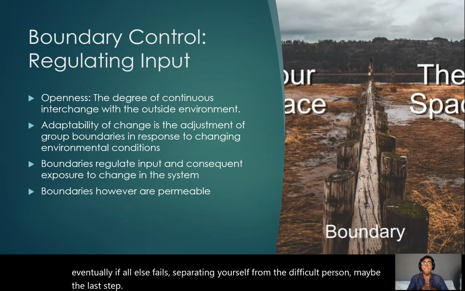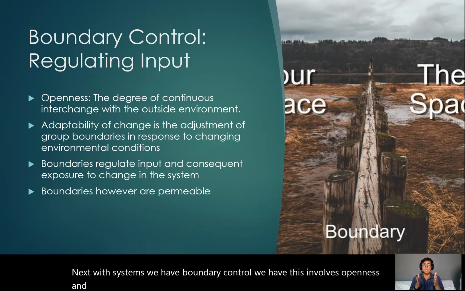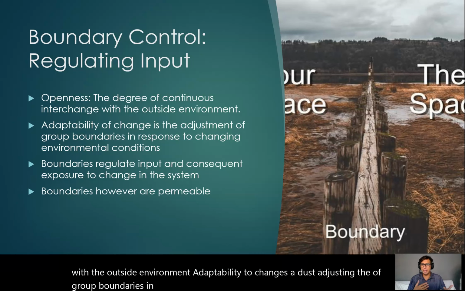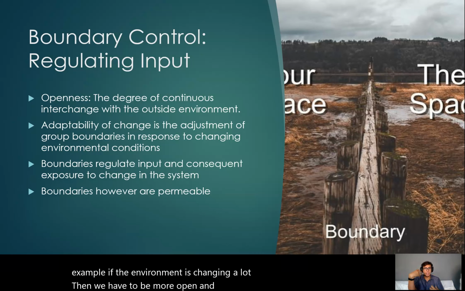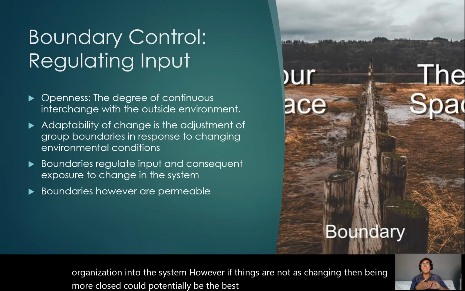Next, with systems, we have boundary control. This involves openness and closedness of a system. Openness is the degree of continuous interchange with the outside environment. Adaptability to change is adjusting of group boundaries in response to changing environmental conditions. For example, if the environment is changing a lot, then we have to be more open and allow more input of information into this organization, into this system. However, if things are not as changing, then being more closed could potentially be the best option.